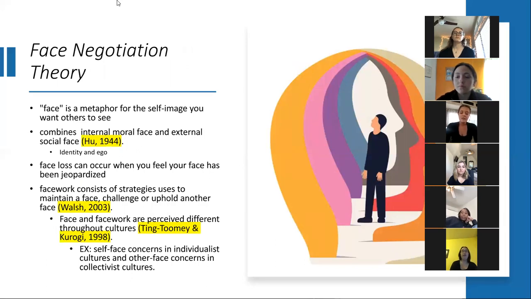According to Hugh, face is used as a metaphor for the self-image we hope to project to others. This face combines both the internal moral face and the external social face. The internal moral face involves identity qualities such as shame, integrity, and honor, whereas the external social face involves influential forces such as recognition, power, and authority. These two spectrums of face could be seen as the identity and ego. When confronted with conflict, one can experience face loss, the feeling of one's face being threatened directly.